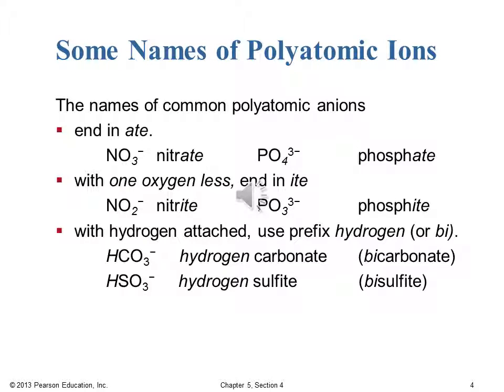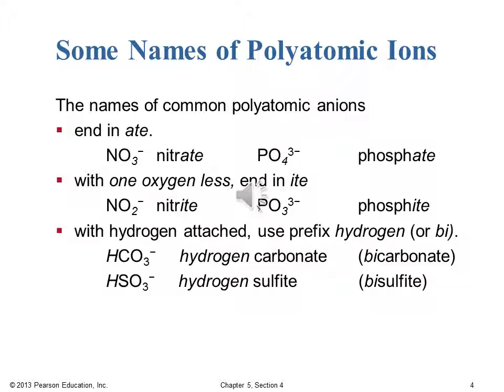Okay, so the polyatomics, the common ones will often end in ate for you, so we saw nitrate and phosphate. If you take one oxygen away, you end up with the ite ending instead of the ate. So NO2 minus is nitrite, whereas NO3 minus was nitrate. And PO3 3 minus is phosphite, whereas PO4 3 minus was phosphate. So notice we haven't changed the charge, we've just changed the number of oxygens and therefore changed the name.